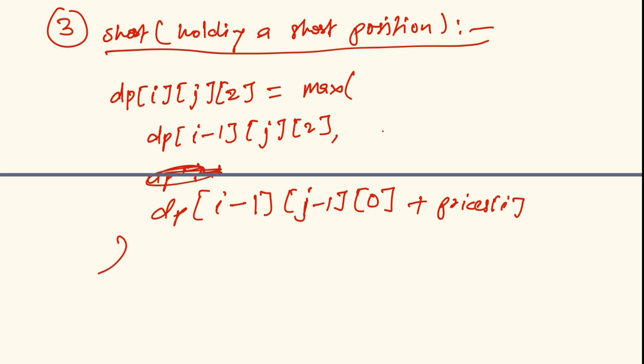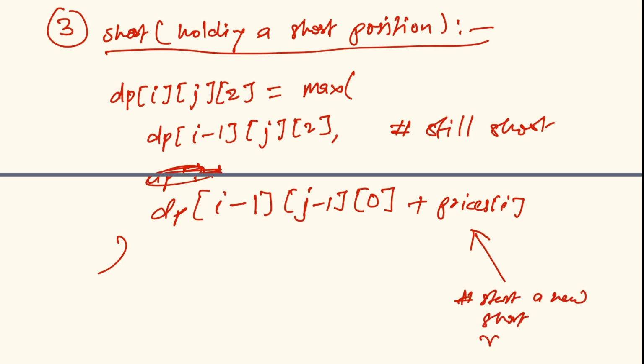So very first, this is nothing but the still short value, and this is the start a new short value. It means we will consume one transaction. I hope till now you have understood everything, right? What are the things we need to do?